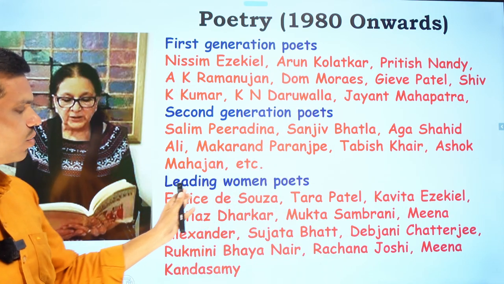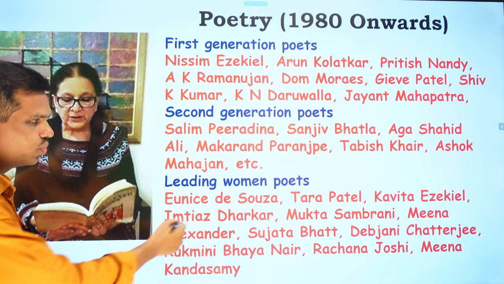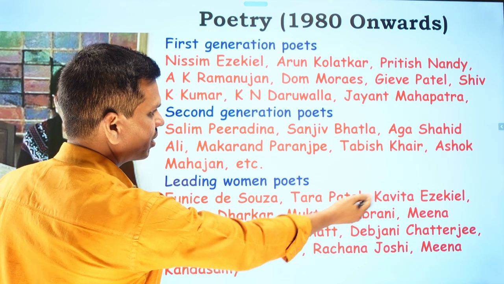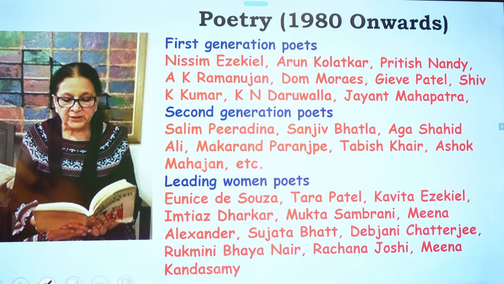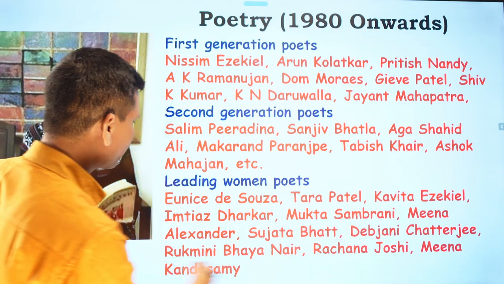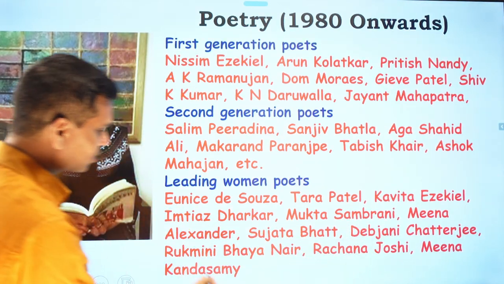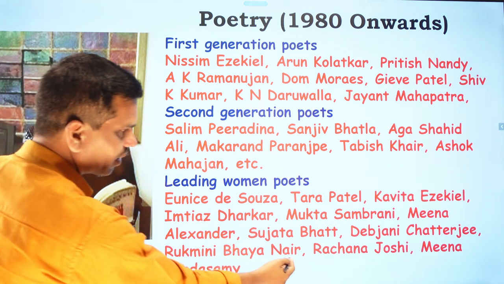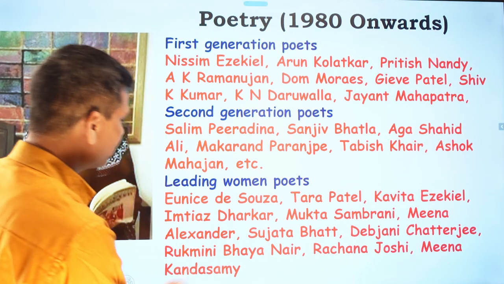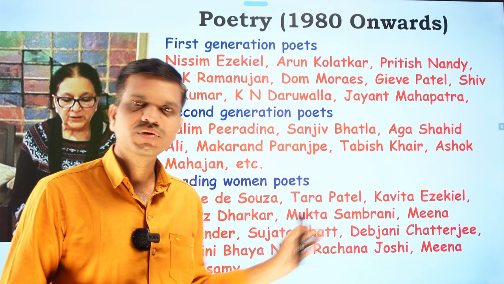And now we have some leading women poets too during this period, like Eunice de Souza, then we have Tara Patel, Kavita Ezekiel, this is the picture of Kavita Ezekiel, Imtiaz Dharker, then we have Mukta Sambrani, then we have Meena Alexander, Sujata Bhatt, Debjani Chatterjee, then we have Rukmini Bhaya Nair, then we have Rachna Joshi, Meena Kandasamy, etc. These are some of the women poets during this period.